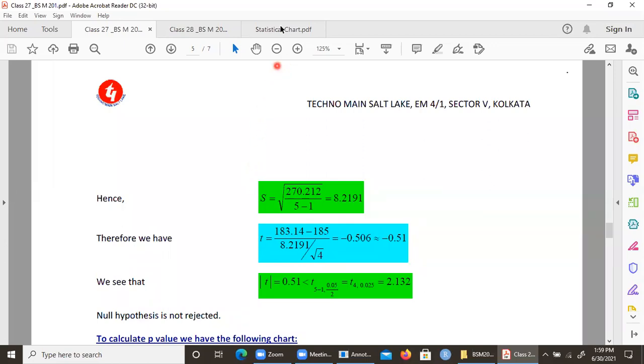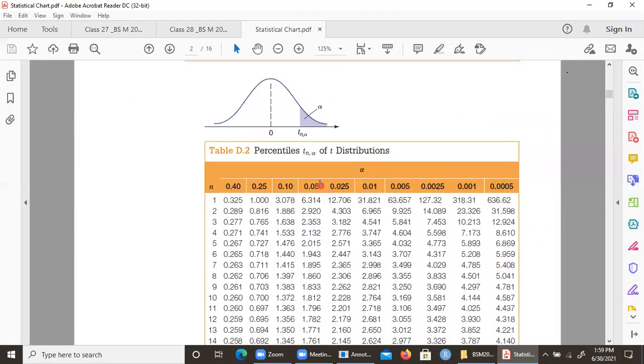Alpha is 0.05. You will go to the statistical chart and you will identify the level of significance over here, 0.05. And this level of significance will correspond to the degree of freedom 5 minus 1, which is 4. So the tabulated value will be 2.132. Okay.